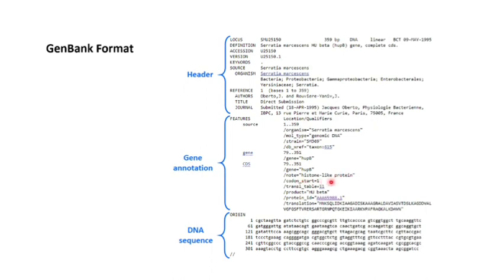So what are the peculiarities of the gene? Some sort of annotation we can see, and the translation of that particular sequence into protein can also be seen in the second part of the GenBank format.